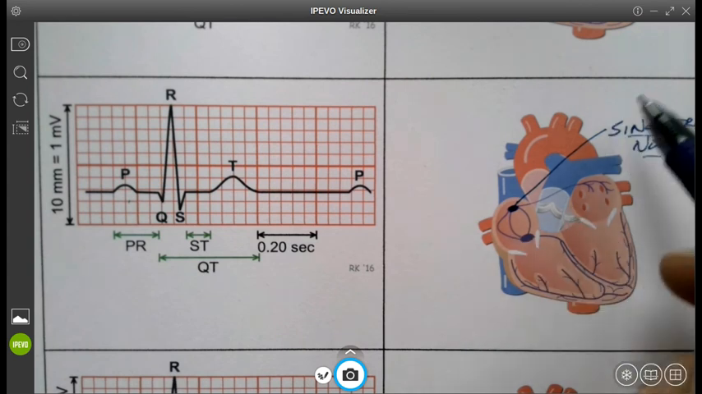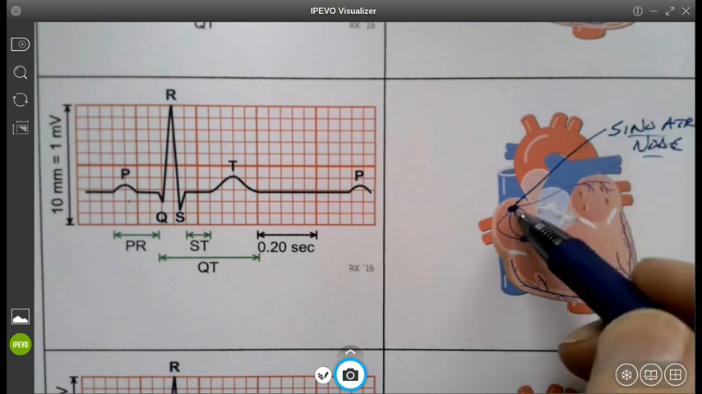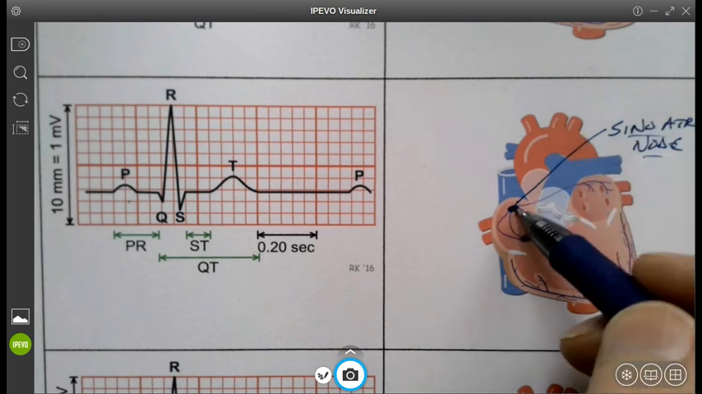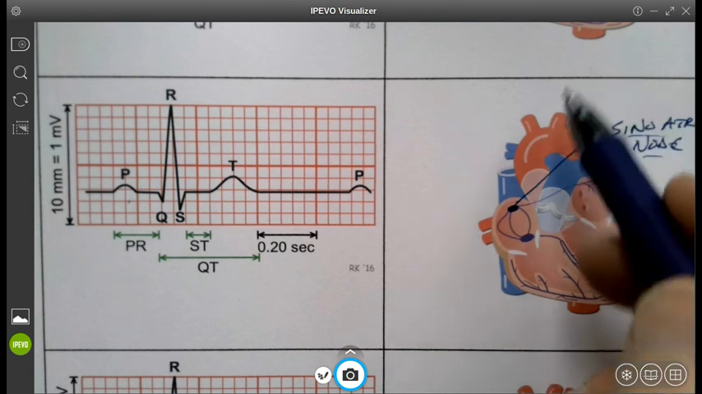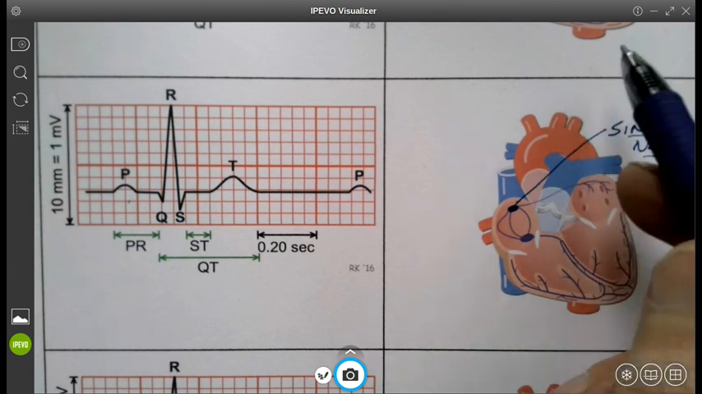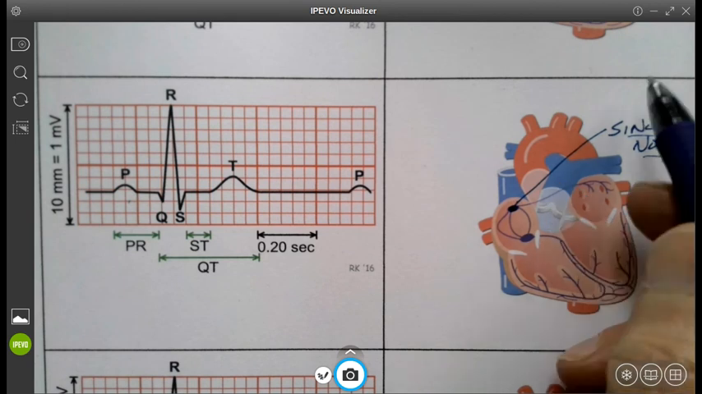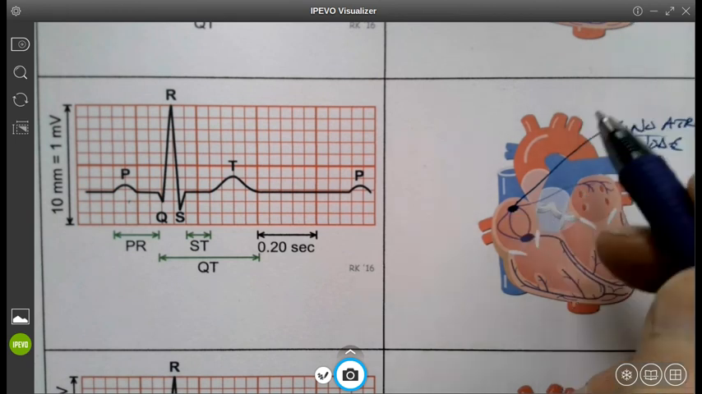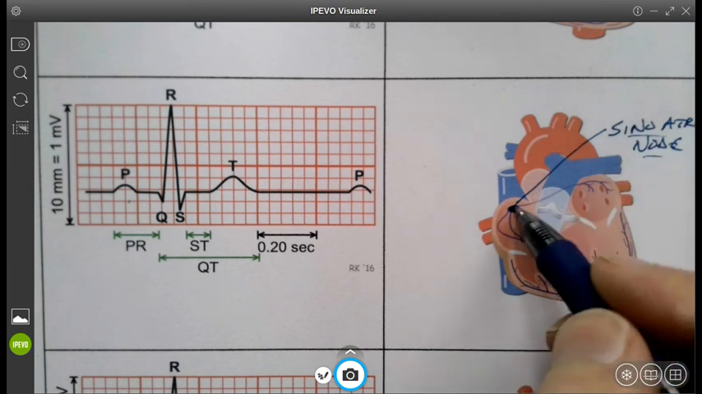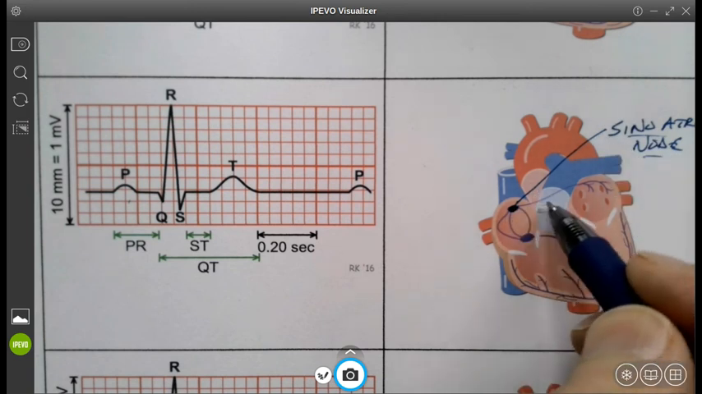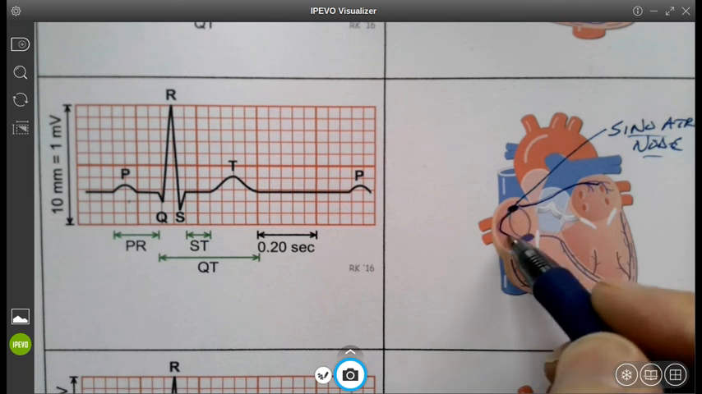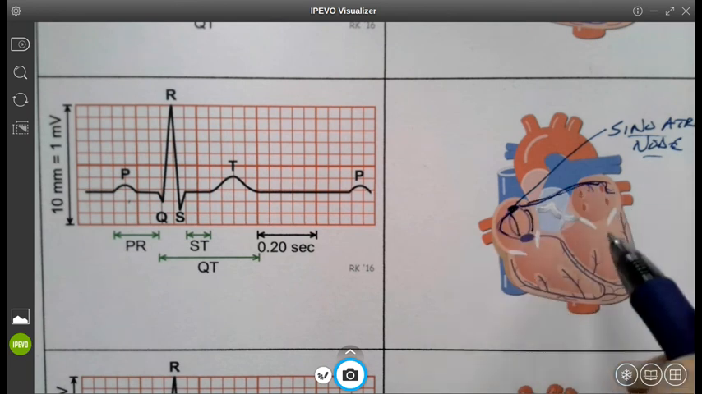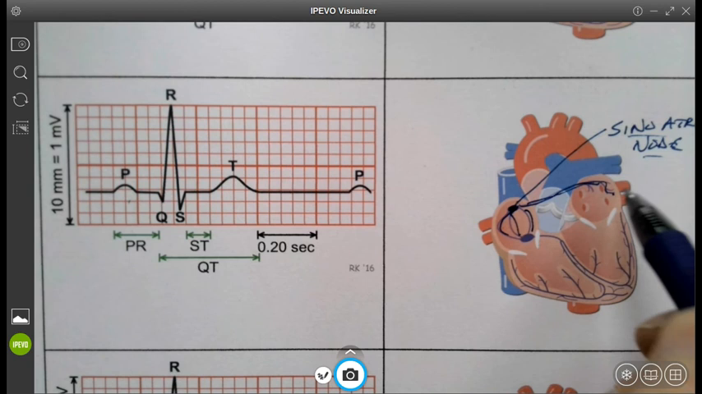Now, normally your heartbeat is about 70 beats per minute, and so to get it up to that level, you have two nerves. One is called the sympathetic, and the other one is called the vagus nerve. The sympathetic speeds up the heart rate, and the vagus slows it down. Anyway, so it puts out an electrical signal that travels and spreads over the entire both right and left atria.